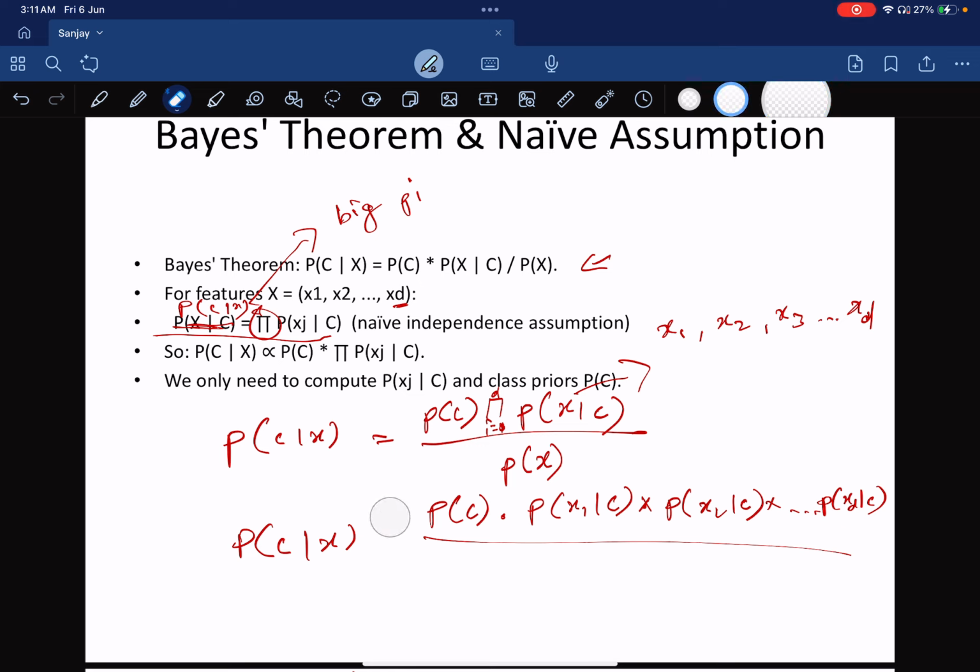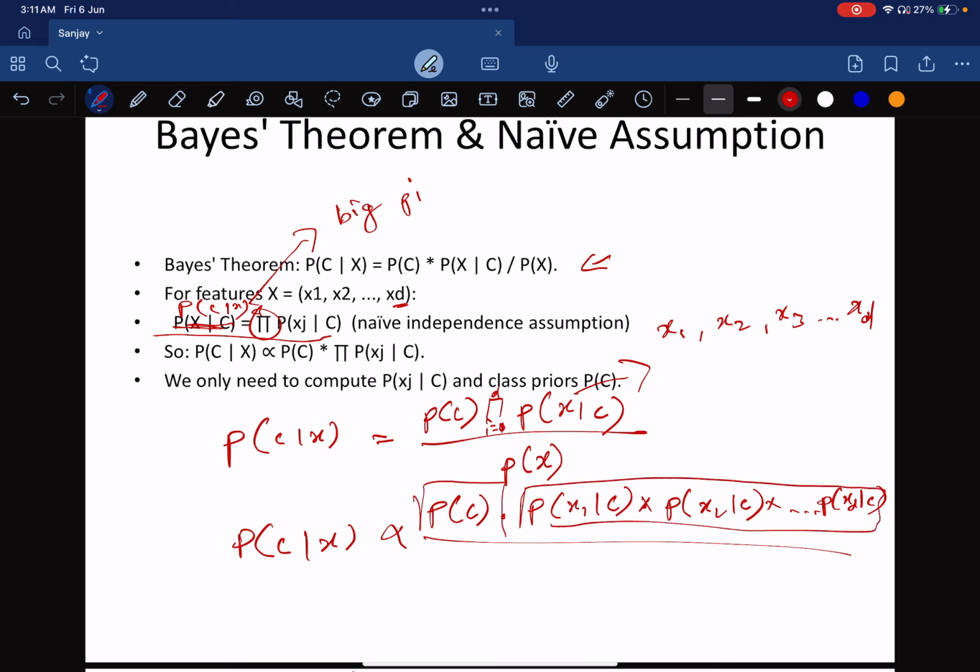Due to removing this, we replace the equal sign with a proportional sign, because it's a constant. If you remove the constant, you get a proportional, and vice versa. This is how the formula looks. We only need to find these values and the probability of those classes. We simply multiply them and finally normalize across all the classes, and we find which class the data belongs to.